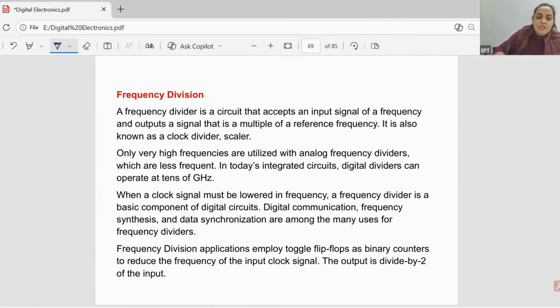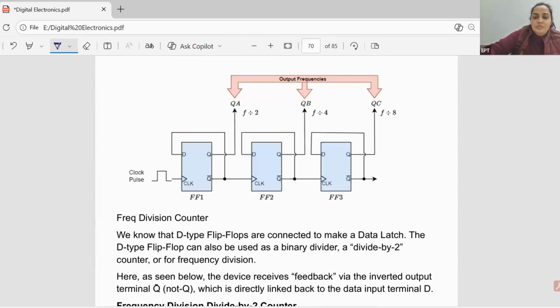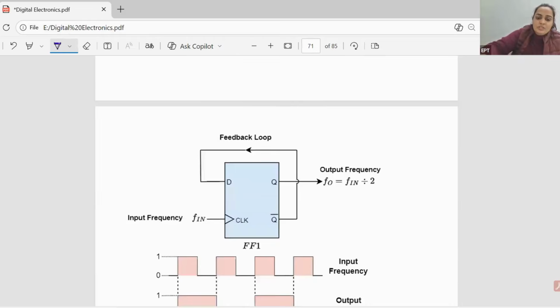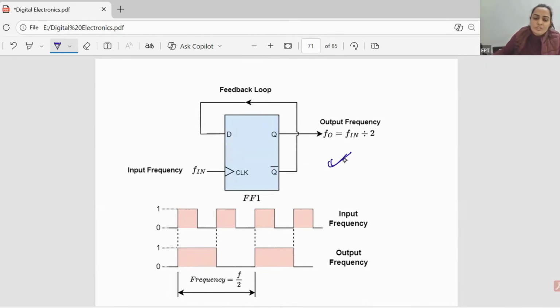Okay, as I told you, this can also be used as a frequency divisor. Now here you can see the circuit. So this is given here, right? Given back to this, f divided by 2, 4 and 8, like this. Okay, frequency division by 2 if you will use one circuit only, like this.